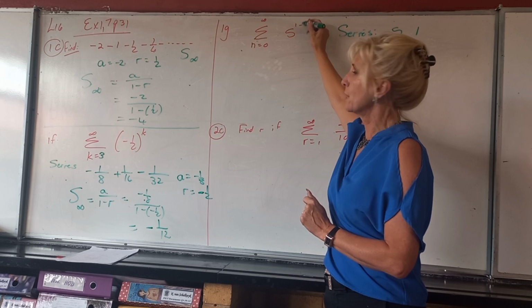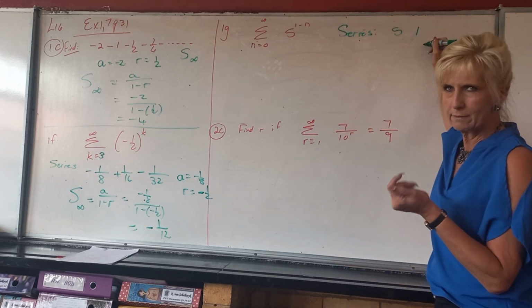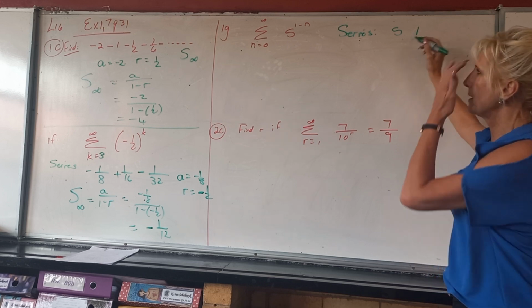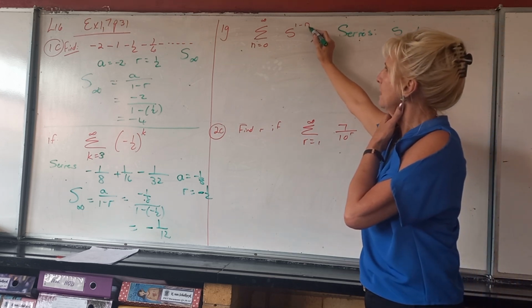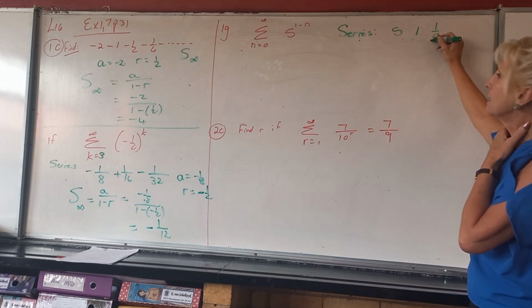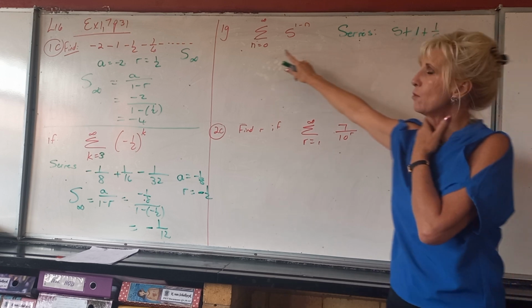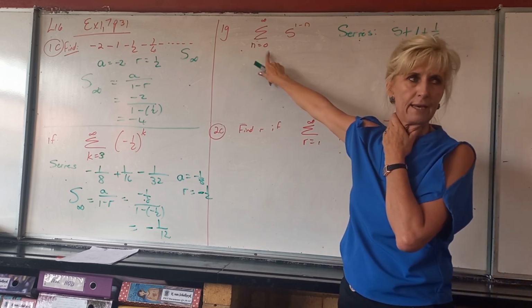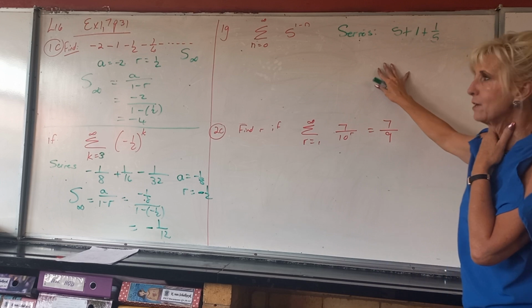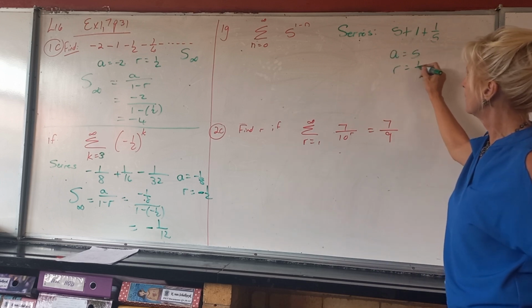1 minus 1 is 0, and anything to the power 0 is 1. Well, not anything, right? There's no 0 to the 0. And then the next one, if it's 2, then it's 5 to the negative 1, and 5 to the negative 1 is 1 over 5. And we're getting a series because we're adding all of them together. Your A being 5 and your R being 1 over 5.